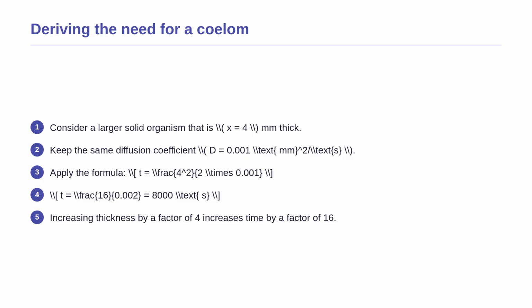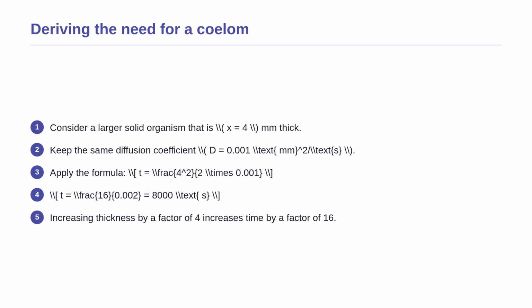Having seen that a 1 millimeter organism survives just fine, let us prove what happens when an organism grows thicker. We will calculate the diffusion time for a larger solid organism that is 4 millimeters thick using the same diffusion coefficient. We plug 4 into our equation and square it, giving us 16. Dividing this by 0.002 yields a staggering 8,000 seconds.